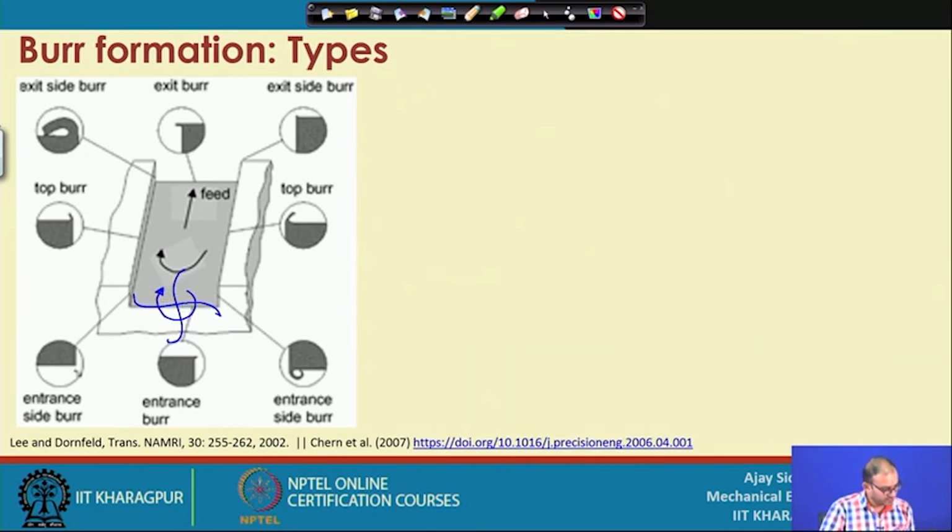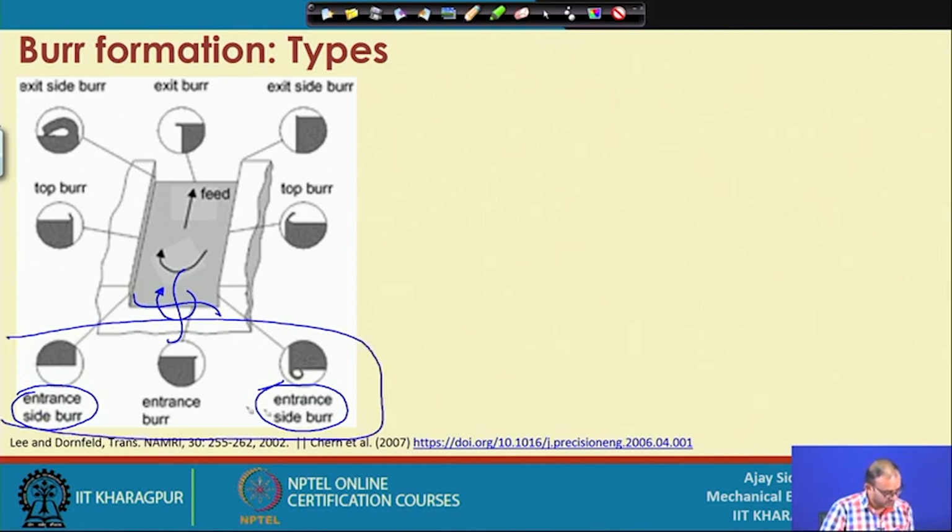When it is rotating, this is called the entrance side burr, and this is called the entrance side burr at this location. Whenever your tool is entering inside, all the burrs are related to the entrance part. This is called the side burr, and this is the entrance burr because it is at a location other than the side. When your tool is moving up, that means in the feed direction, some burrs will be formed at the top position. Those are called the top burrs.